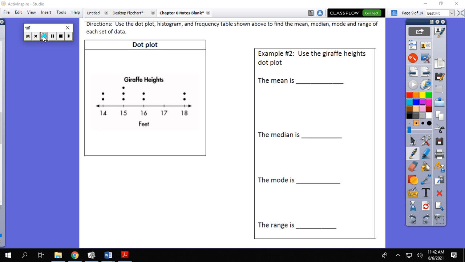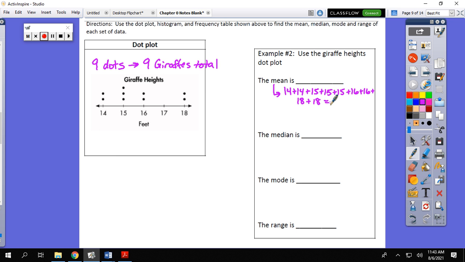So here we have a dot plot showing the heights of a total of 9 giraffes, and the way we know there's 9 giraffes is there are 9 dots, which means we're looking at the height of 9 giraffes total. So when we go to do the mean, we would add up the heights of these giraffes. Well, that's 2 14s, 3 15s, 2 16s, and 2 18s. Okay, so we'd add all of those up.